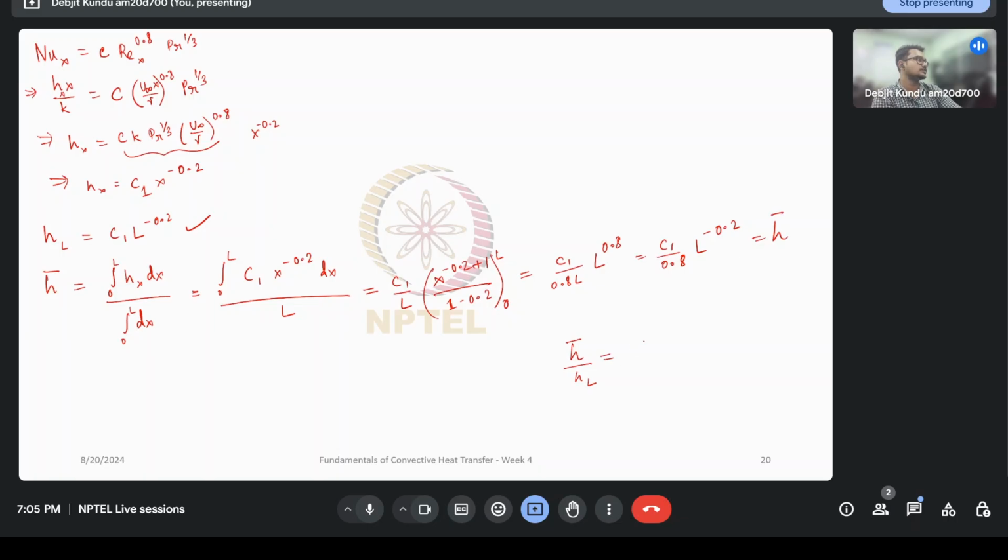Okay, so this is the h bar we got. Now let's compute the ratio. So this ratio is simply C1 by 0.8 into L power minus 0.2, and hL we had is equal to C1 L power minus 0.2. So C1 and L power minus 0.2, all these cancel out. What I only have is 1 over 0.8. This is equal to 1.125, I think. Okay, so this should be the answer.